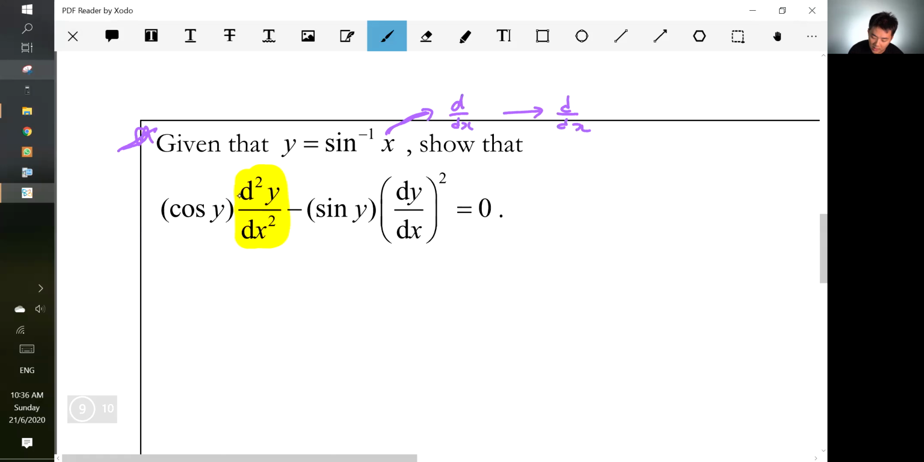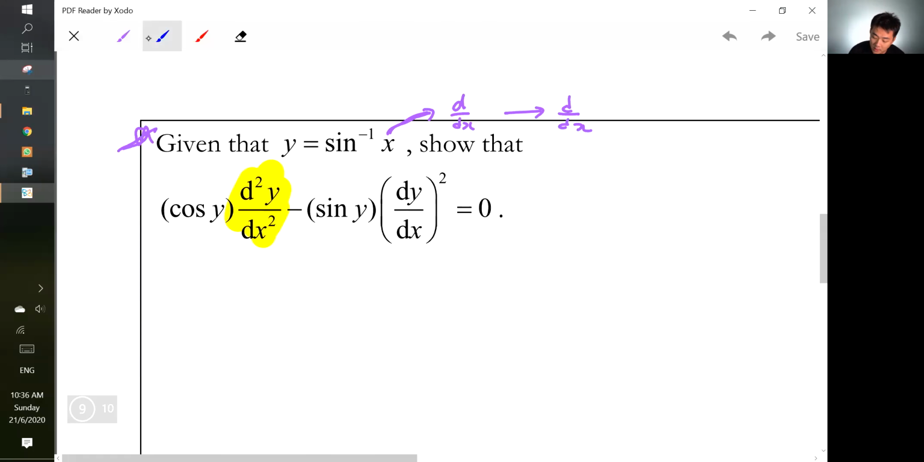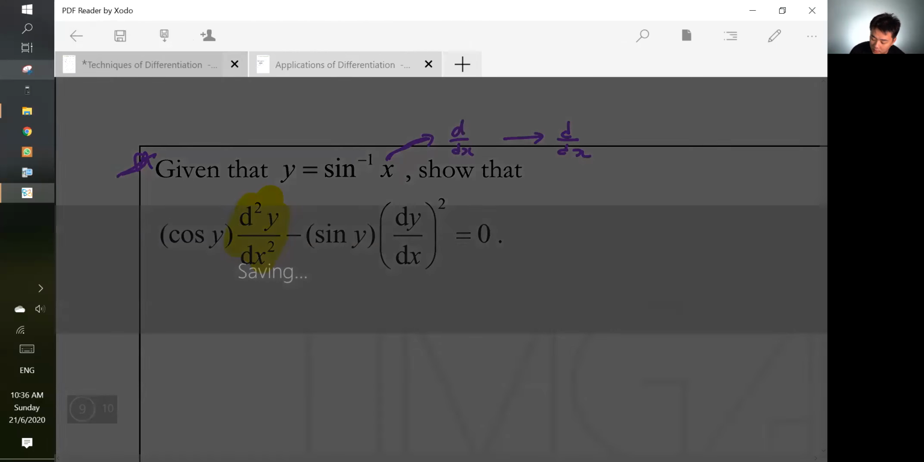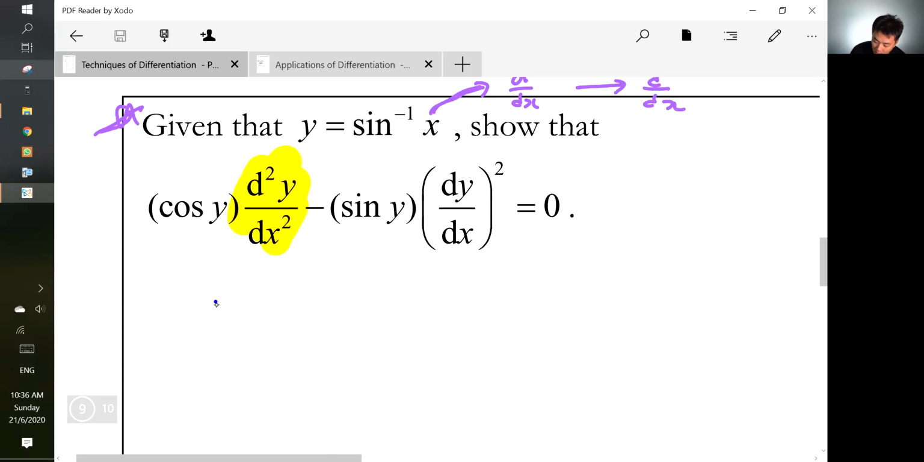Okay. The highest derivative is 2, right? Means you need to differentiate twice. That is the first rule of thumb, because you should know when you should stop. Twice and you should get your answer. Okay. So from here, what you're going to do is this, pretty simple.